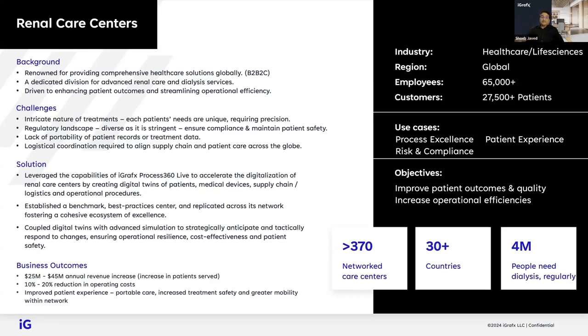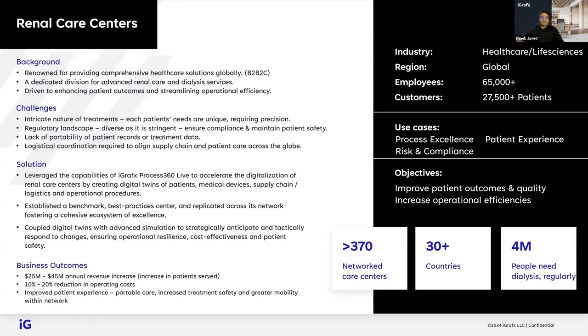So creating these models, and the models included digital twins of patients, of medical devices, of supply chain logistics, operating procedures, all of those things. When I create these models and I've optimized it for one renal care center, then I can replicate those models across the 370, and I can get huge benefits.